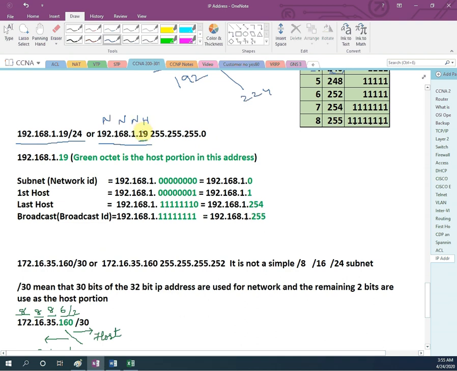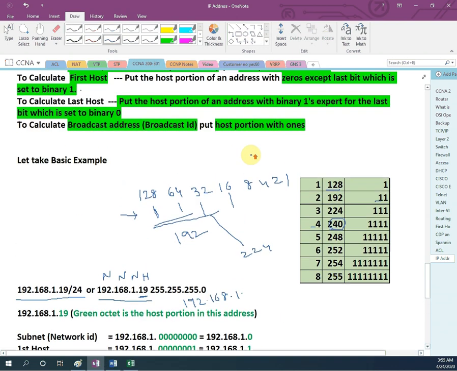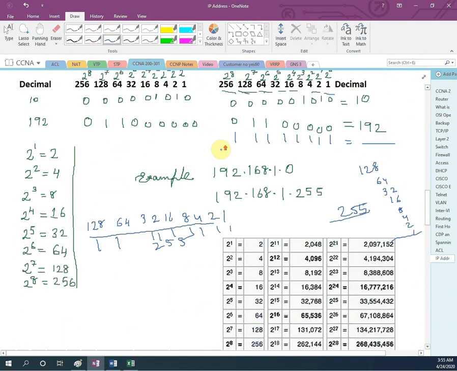So what is our procedure? Whenever we are going to calculate the network ID, first host, last host or broadcast ID, we need to write the host portion in binary. So I will write this 19 in binary. We need to convert this into binary, and the remaining parts we can keep the same as it is. So we can write 192.168.1 dot, and then in binary check how we can write 19. You can go to this table and write it here.